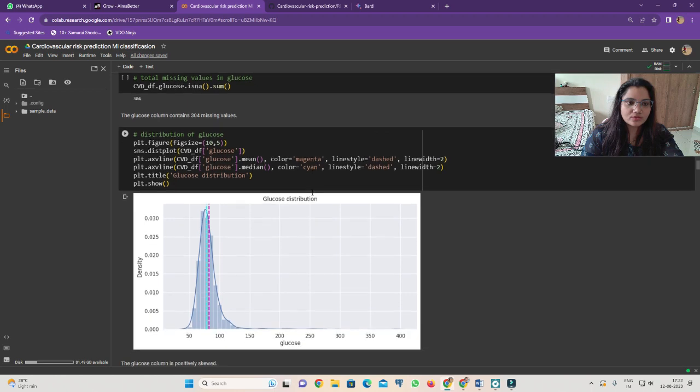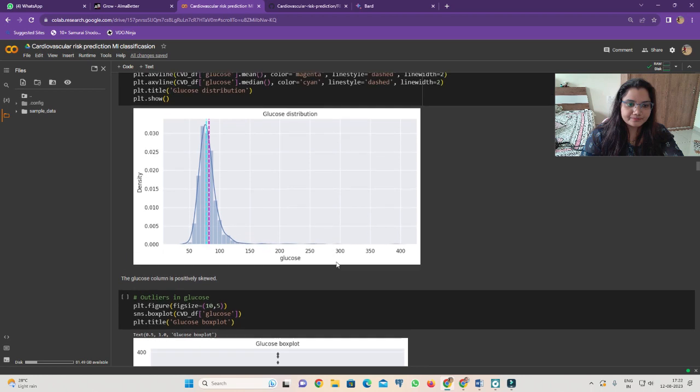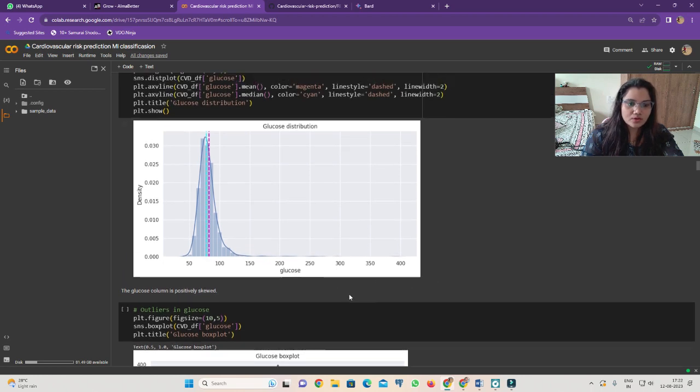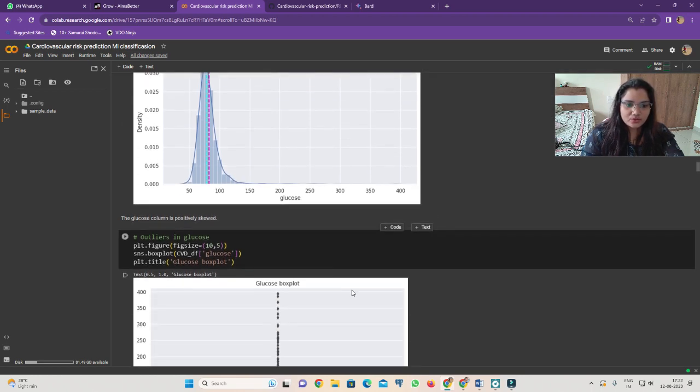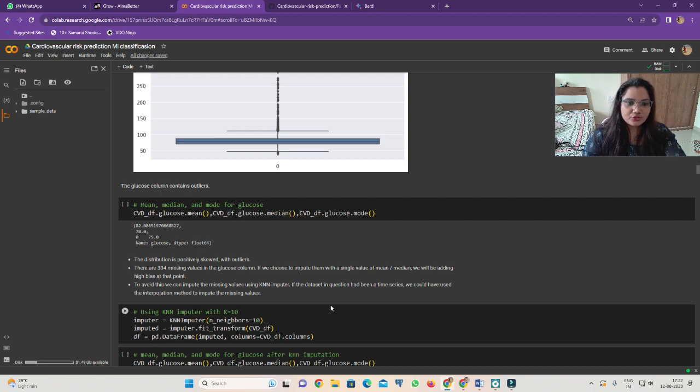Glucose has 304 missing values and we look at its distribution. The glucose column is positively skewed, so it also contains outliers. There are 304 missing values in that. If we choose to impute them with a single value like the mean or median, we will be adding a high bias. To avoid this, we can impute the missing values using KNN imputation.